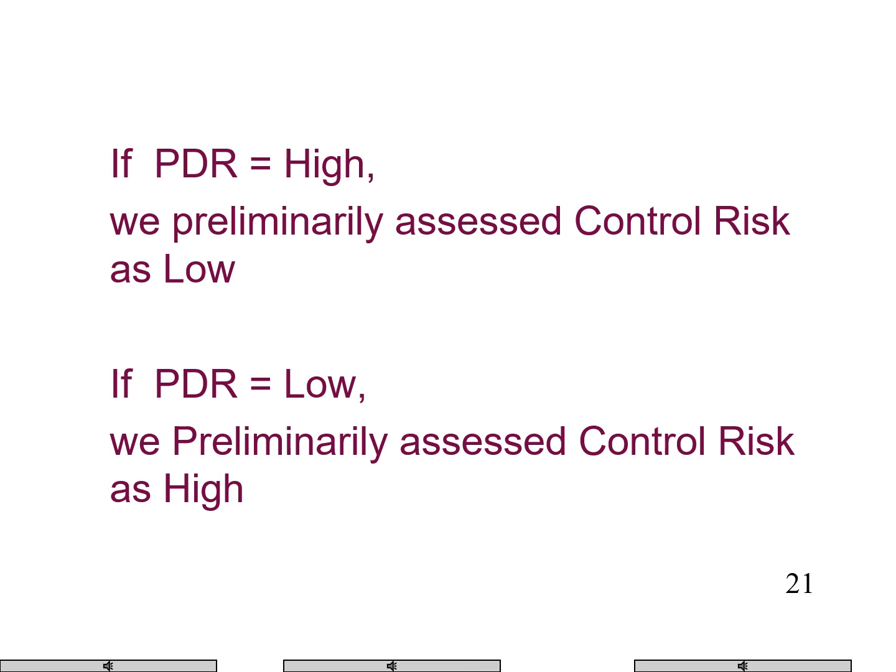If plan detection risk is high, that means we preliminarily assess control risk as low. If plan detection risk is low, that means we preliminarily assess control risk as high. It's almost that easy, folks. Now, we're going to throw in some wrinkles and some speed bumps, but this inverse relationship, make sure you get it through your head because there's going to be a lot of questions over the quarter that depend on your understanding of this.